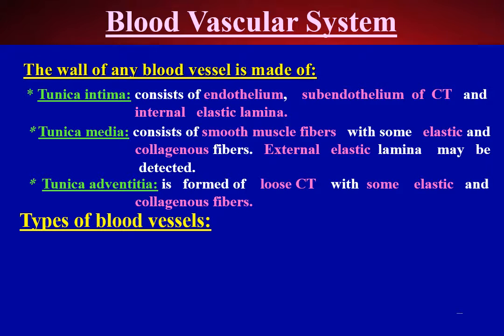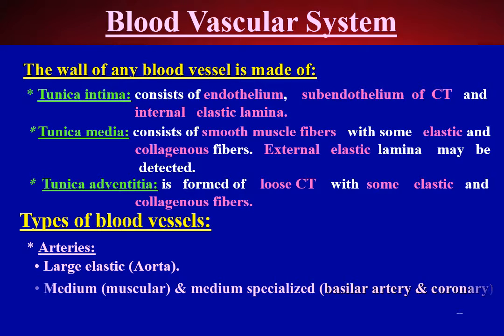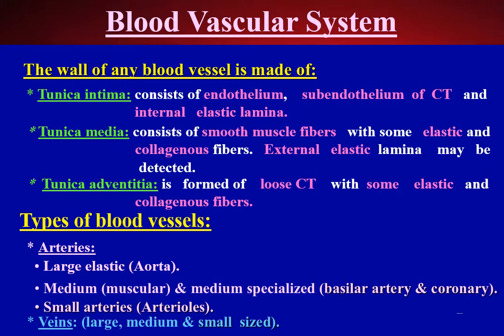Types of blood vessels. Arteries that carry blood to the tissues and organs of the body are classified into large elastic arteries, example aorta; medium-sized muscular arteries; medium-sized specialized arteries, example basilar artery and coronary artery; and small arteries or arterioles. Veins that carry venous blood to the heart are also classified into large, example inferior vena cava, medium-sized and small-sized veins.